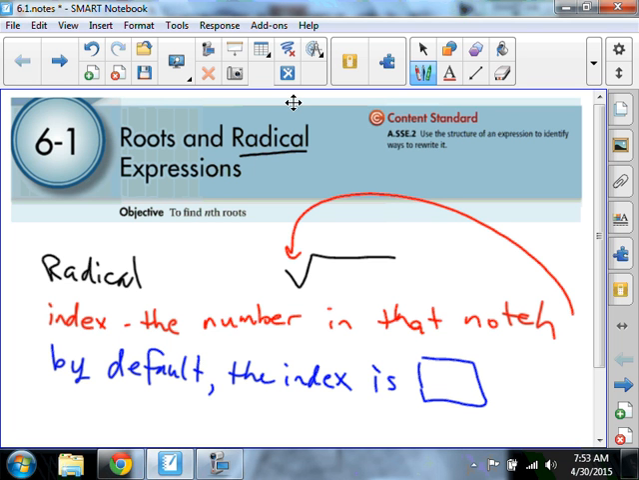Okay? So without an index, it's a square root sign, which means what number can you multiply by itself 2 times to get the number whose square root you're taking. Okay, so keep in mind that that number is called the index. So when I talk about the index, we're going to be putting different numbers in there, such as 3, 4, 5, 10, maybe not that big.